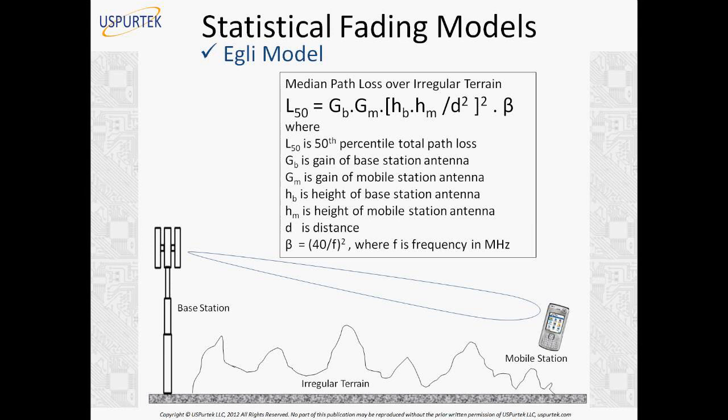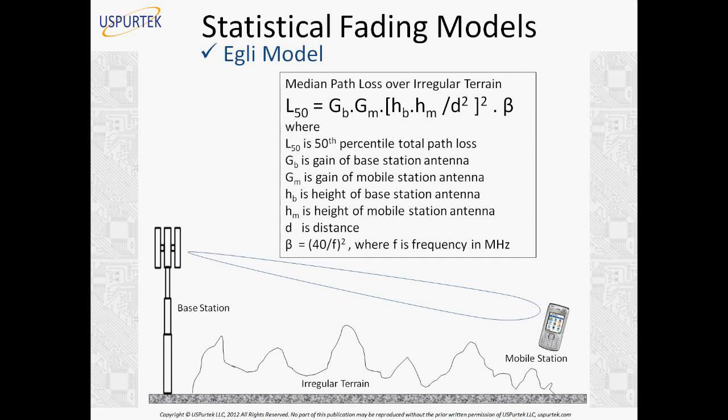We derive this from the gain of the base station antenna, gain of the mobile station antenna, height of the base station antenna, height of the mobile station antenna, and there is a factor here called beta. It depends on frequency. He determined this factor empirically. So we can just use this factor to arrive at an estimate of our median path loss. L50 is the 50th percentile or median path loss. The equation looks very simple, but it only considers the irregular terrain, and doesn't consider any other factors. So we need more than this for actual application to our mobile communication environment.